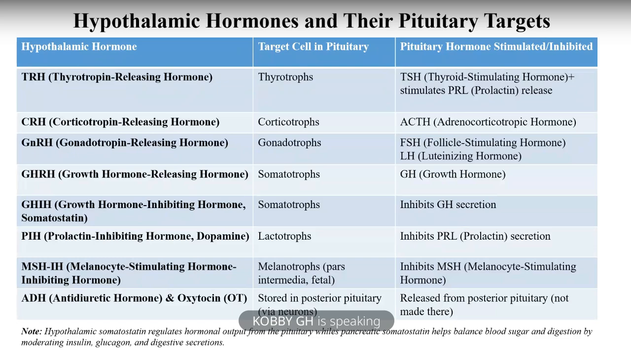So again, you see that when the hypothalamus produces the anterior hormones, where are they going? They are going to the anterior pituitary. When the hypothalamus produces the posterior hormones, where are they going? They are going to the posterior pituitary. Now, learn this: the hypothalamus produces the anterior hormones, and they are going to the anterior pituitary.